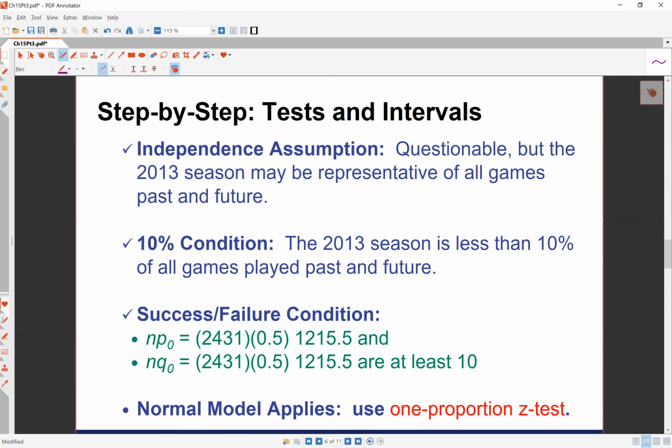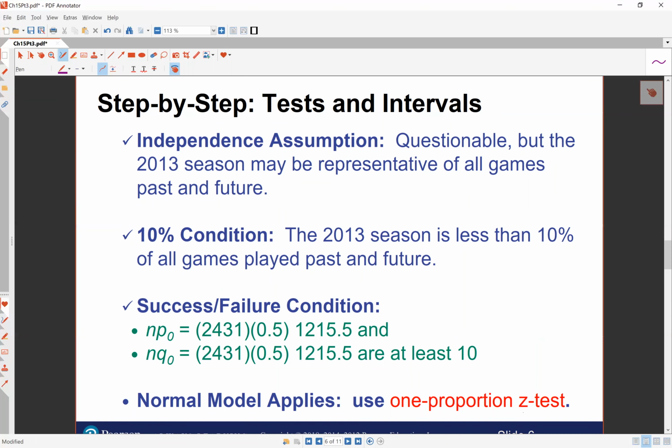So before you jump in and do the test, you want to run through and make sure that your assumptions are met. The independence assumption could be a bit questionable in this case. The 10% condition: while the 2013 season definitely represents fewer than 10% of all games played past and future, you also have your success-failure condition. Please take a minute and review these in the previous lecture. But we're happy enough in this case to say we can reasonably assume the normal model applies, and so we can use a one proportion z-test.